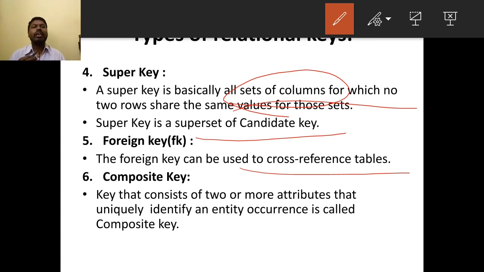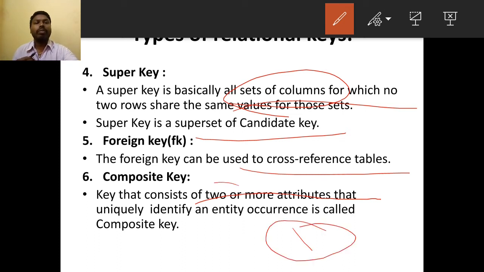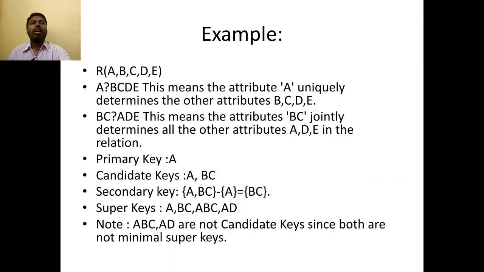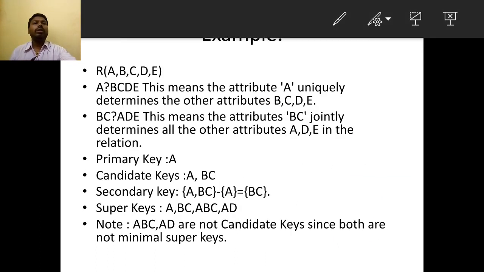Next, composite key. Here the key consists of two or more attributes. We cannot take just one column; the columns must be two or more. Clear? Only then is it considered a composite key. The keys that consist of two or more attributes that uniquely identify an entity occurrence are called a composite key. All these keys are used to identify unique values.